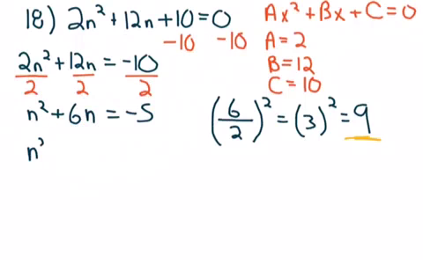N squared plus 6n plus 9 is equal to -5 plus 9. Now I have completed the square. That is the step that we call completing the square. Now we need to factor the left-hand side. This is step number 5. We need to factor the left-hand side.